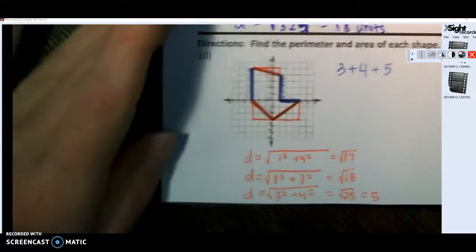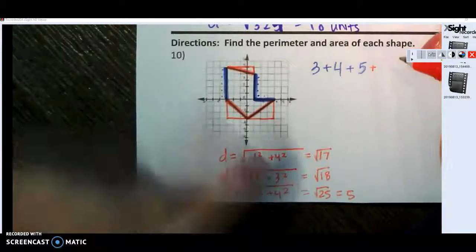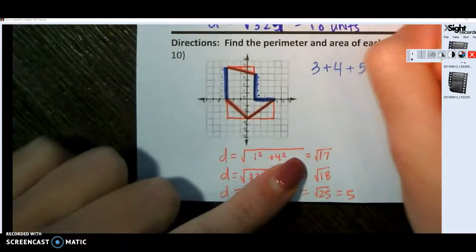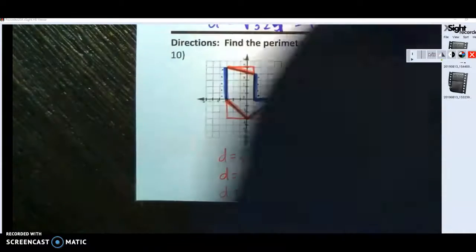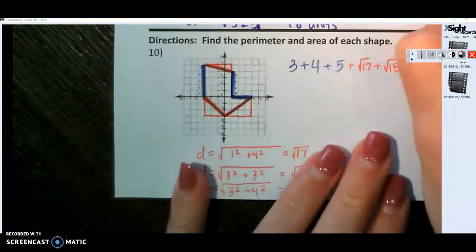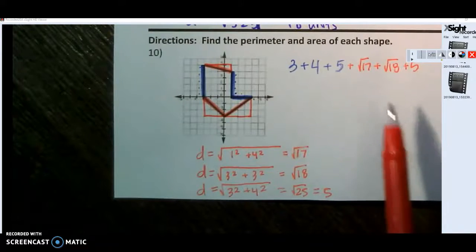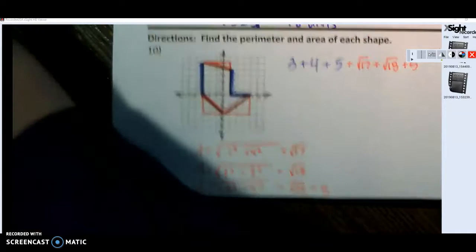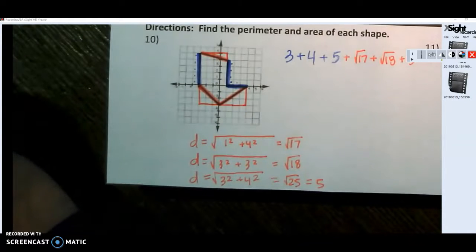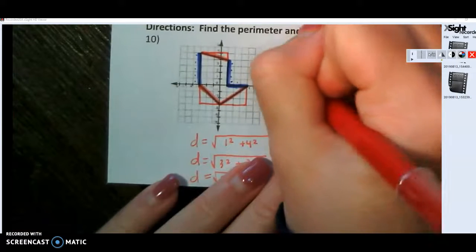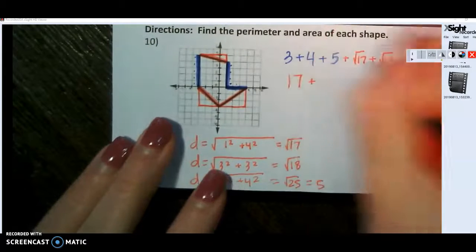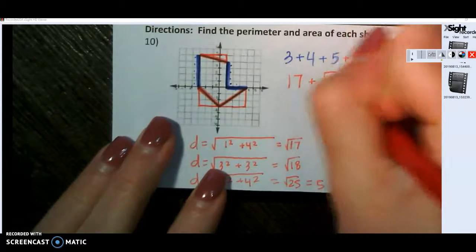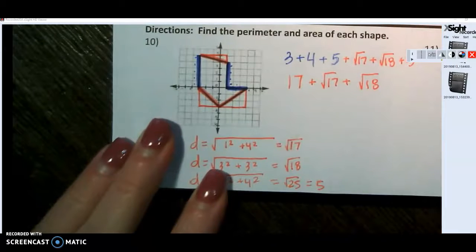So the very last step for finding perimeter is to continue adding these numbers on. We have plus radical 17 plus radical 18, and the last one is a 5. As far as combining like terms and simplifying, all the whole numbers we can combine. So that's 3 plus 4 plus 5 plus 5. And the radicals, you cannot combine unless they have the same number underneath the radical sign, so we cannot combine these.